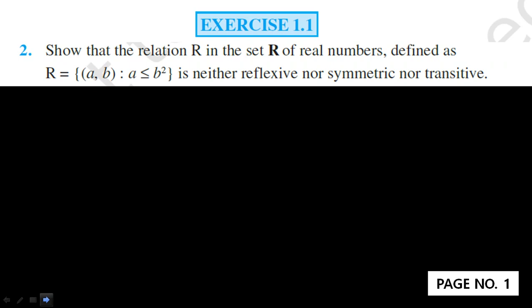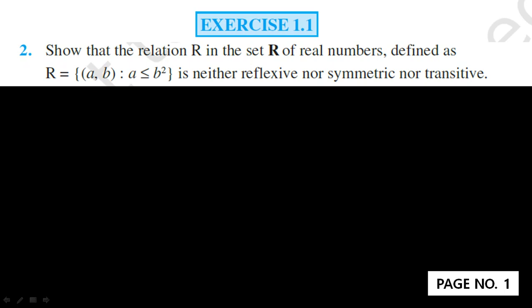The second question is, show that the relation R in the set R of real numbers, defined as R equals (a, b) such that a is less than or equal to b square, is neither reflexive, nor symmetric, nor transitive.